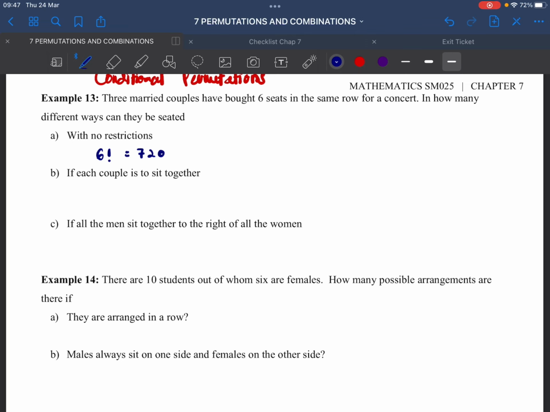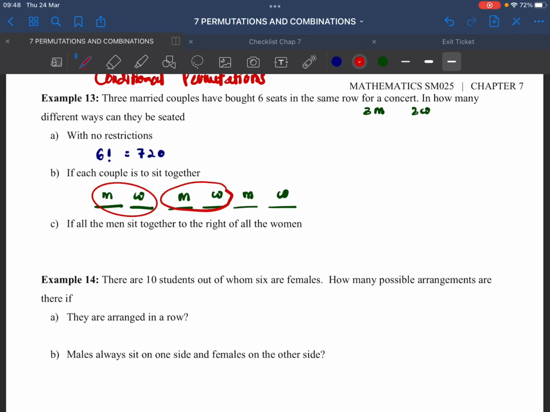Okay, the second question, if each couple is to sit together. Okay, each couple is sit together. So let's put this as 1, 2, 3, 4, 5, 6. Okay, 6 people, 3 married couples. Saya cakap 3 men and 3 women. So if the question said each couple is sit together, so we have men, women, men, women, men, women, or husband, wife, husband, wife, husband, wife. So these people has to be seated together. Ini pun kena duduk sekali. Ini pun kena duduk sekali.